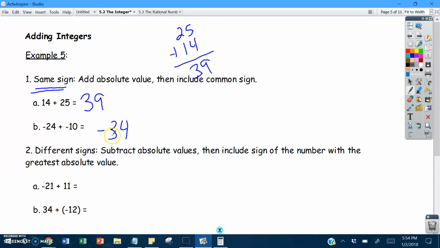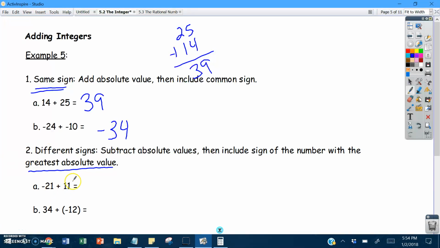If they're different signs, it gets a little tricky, and this is one way to think about what to do. If you're adding numbers with different signs, you can think about it as subtracting the absolute values, and then you want to include the sign from the number with the greatest absolute value. So we'll do a couple of those just so that sentence makes sense.